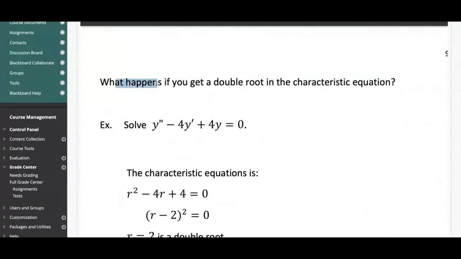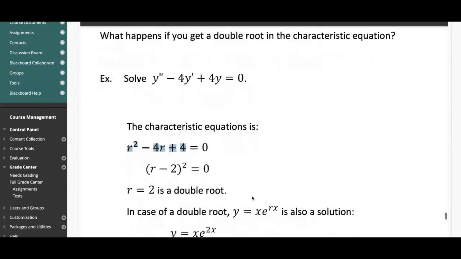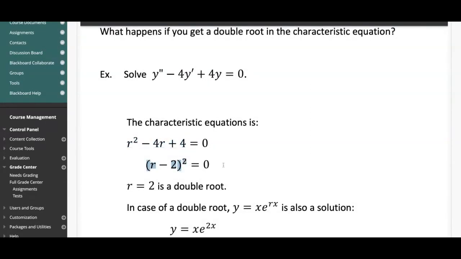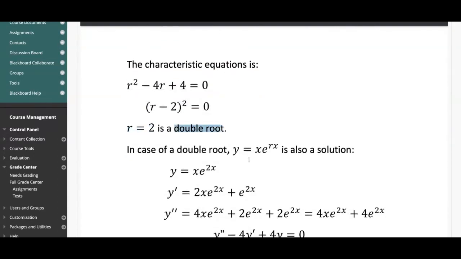Okay, let's see this one. This one is asking what happens if we get a double root in the equation, which means we get a perfect square. When we try to factor, we see this is a perfect square. So the two solutions are the same. We call it a double root because the multiplicity is 2. The multiplicity of the root is 2.